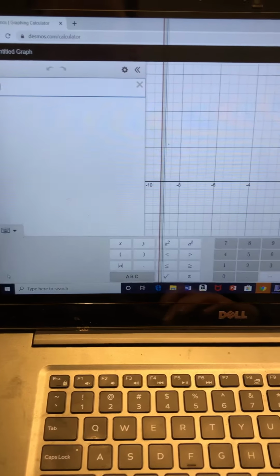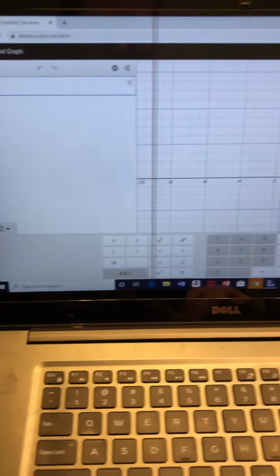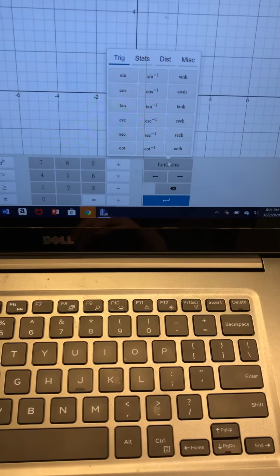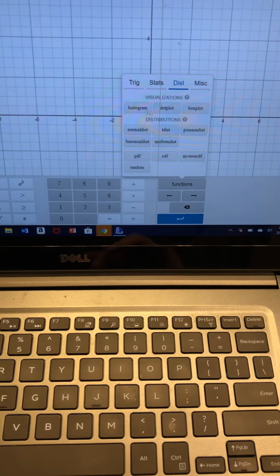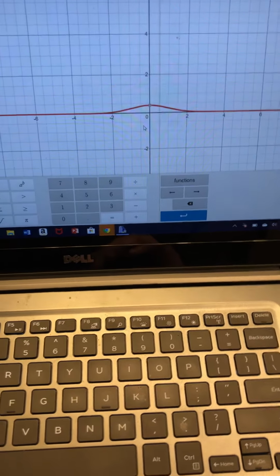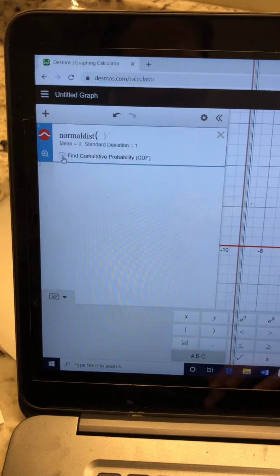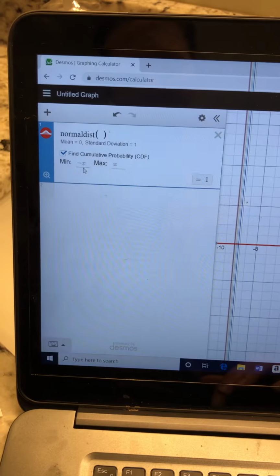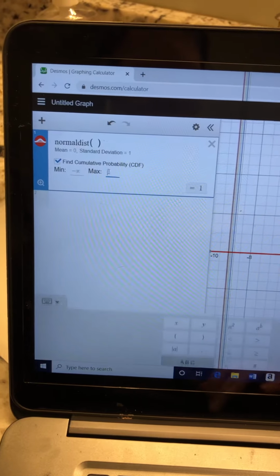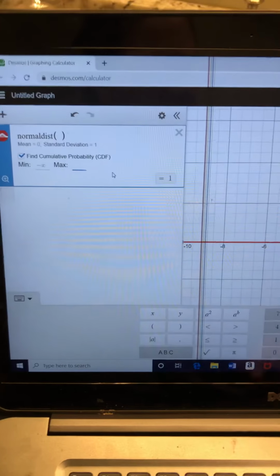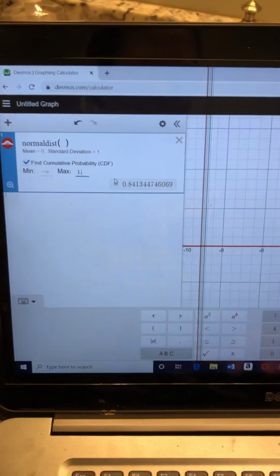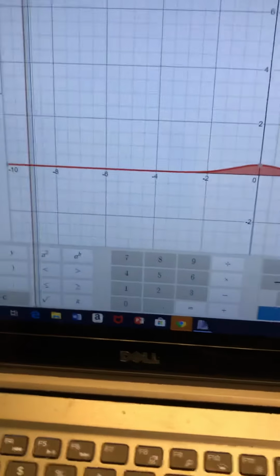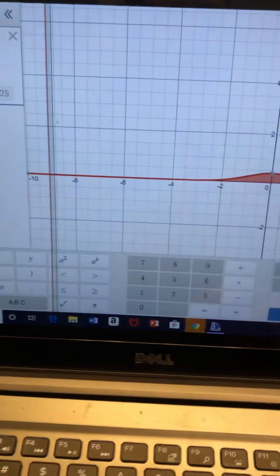But anyway, to do it on Desmos, you want to go over to functions. Probably help if I film it. So functions, and then you want to go to distributions, and we are doing a normal distribution. So you pick normal distribution, and it gives you a nice little graph. And then if you click on find cumulative probability, I guess you can put in negative infinity for Desmos. It's okay with that. I didn't notice that earlier, but our max is 1.27, and there's our probability, and it gives you your graph, so you even know what to draw. So I actually really like Desmos because it also gives you the graph.